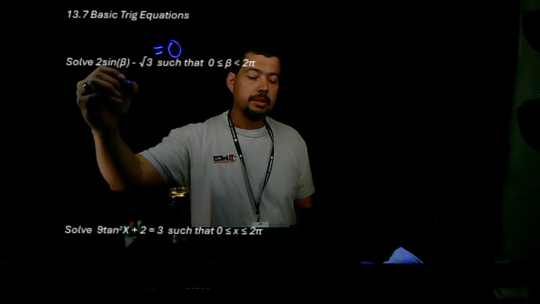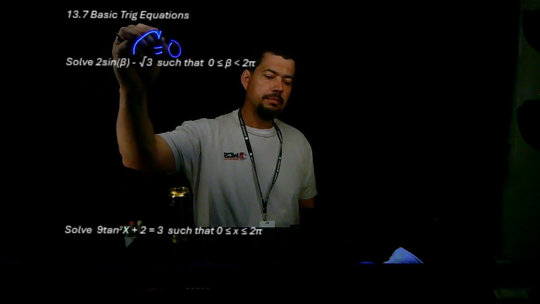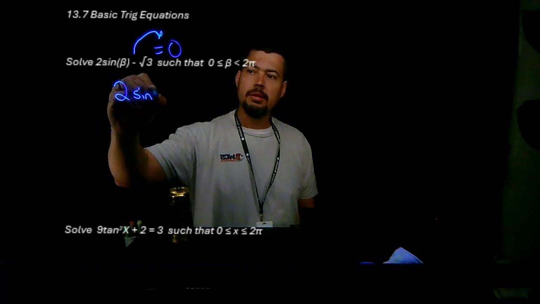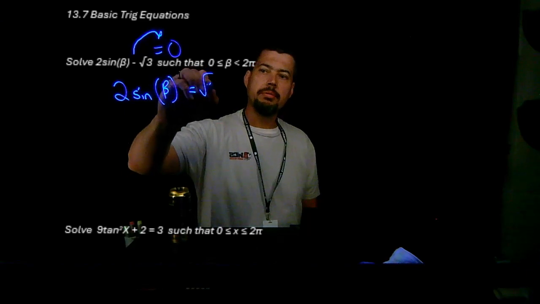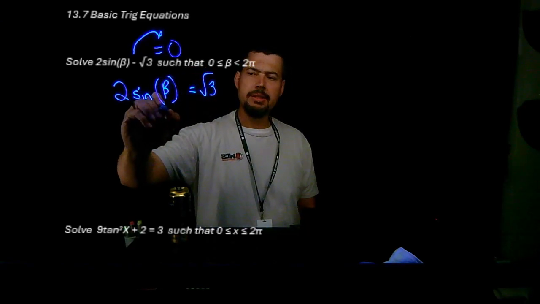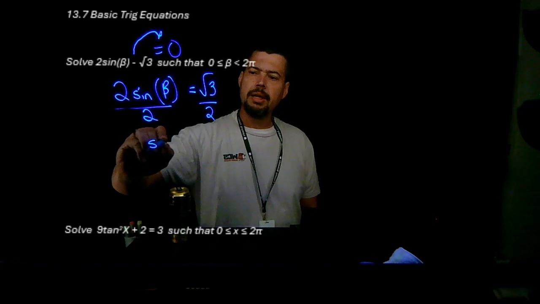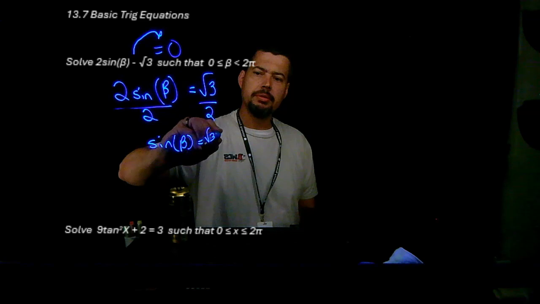Sorry. So anyways, what we're going to do is take that negative root 3 and shift it over. That's going to give us 2 sine of beta equal to a positive root 3. And the next easy move would be to divide by 2. Remember, we do easy. So we have that the sine of beta is root 3 over 2.